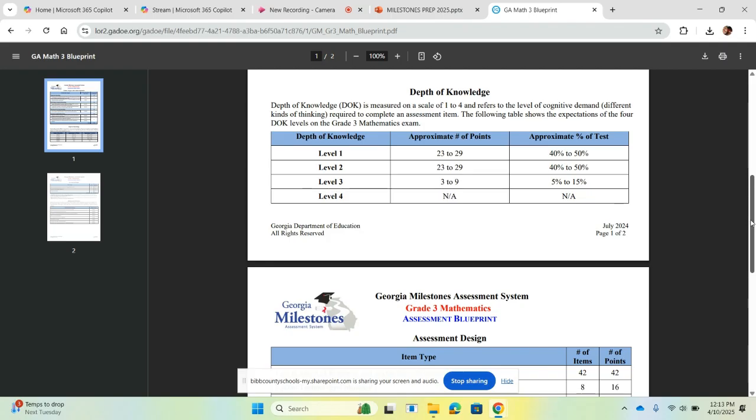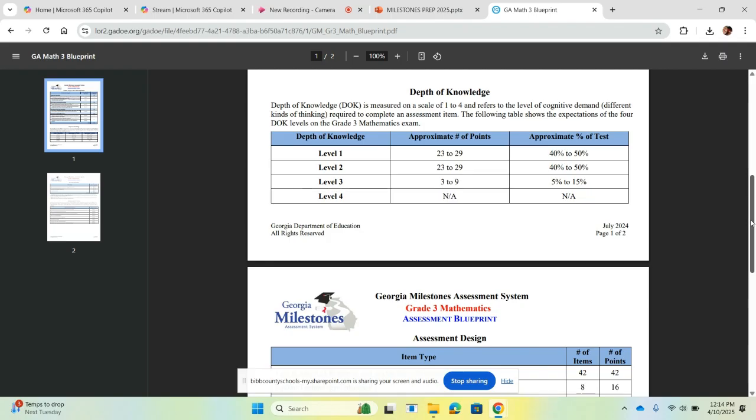So it's mostly recall, which would be basic understanding of numbers and being able to work problem solving. And then DOK level 2, which is going to be a lot of word problems, where they're reading a real life situation and applying what they understand from the mathematical knowledge they gained this year to that real life problem.